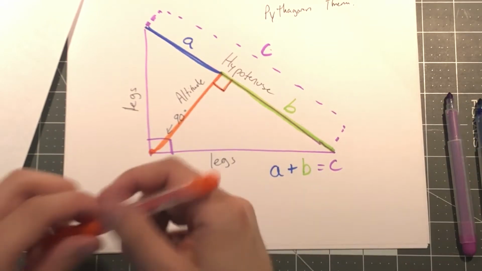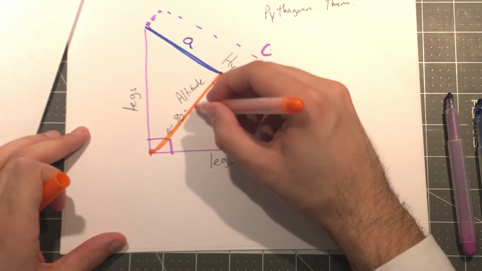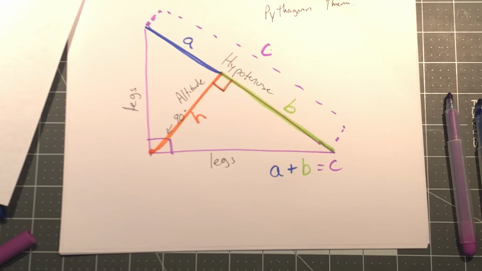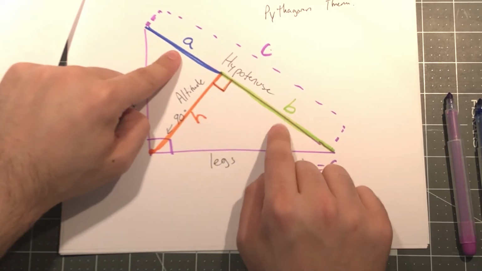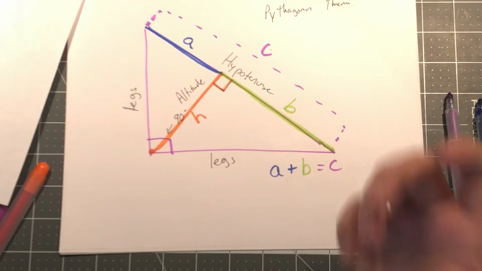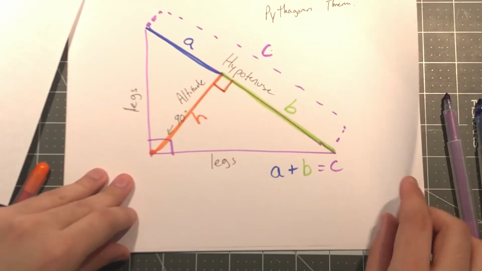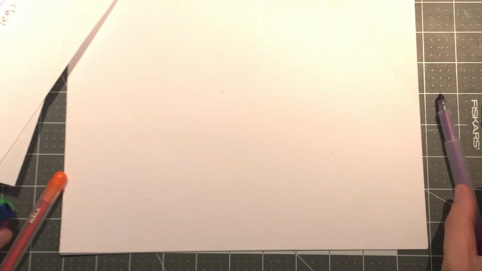Well, here's my altitude right here. Call it H. And what's going to happen is if I wanted to know what my altitude is, I can actually use these pieces. And we have to use something called the geometric mean. Let me come back to this page in a little bit. So, geometric mean. Let's talk about that.